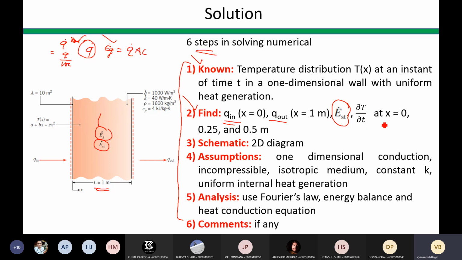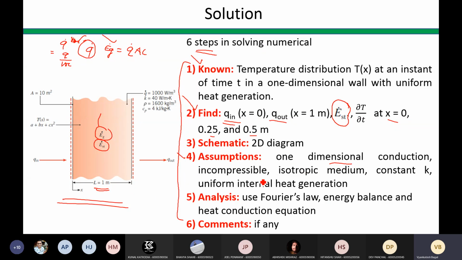And then you have to find out ∂T/∂x at x equal to 0, 0.2, 0.5. I already talked about this. The schematic representation is already shown here, only to reduce the time which we are going to spend here. And then the assumptions, most of the things are already mentioned in the problem.